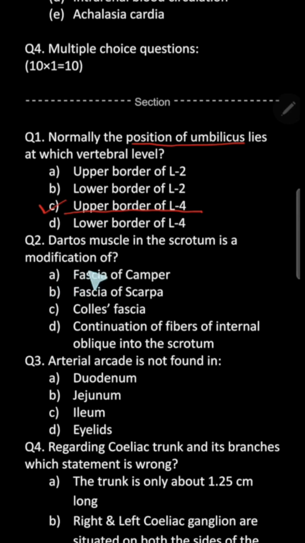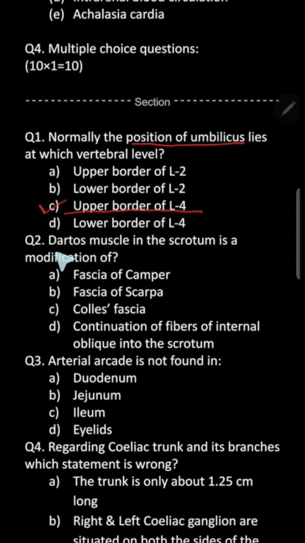MCQ number 2, dartos muscle in the scrotum is a modification of. Remember that dartos is not a complete muscle, it is actually muscle fibers impregnated in the fascia. So many times you must have seen it written as dartos fascia also. The options here are fascia of Camper, fascia of Scarpa, Colles fascia, continuation of fibers of internal oblique into the scrotum.